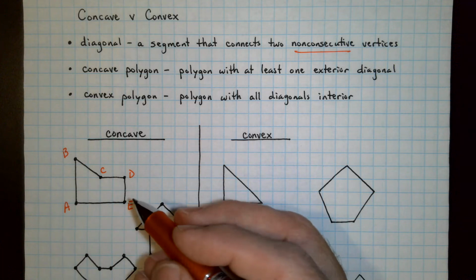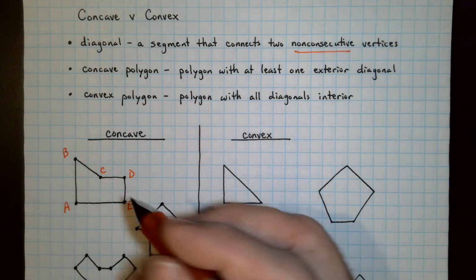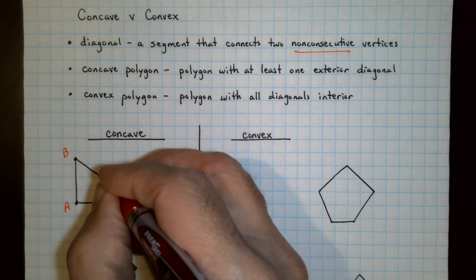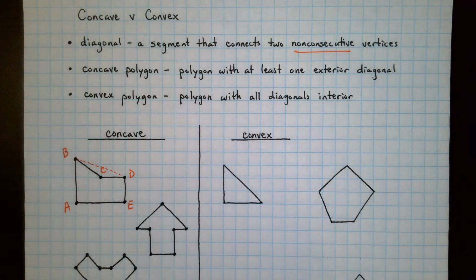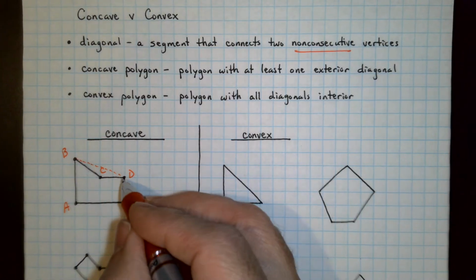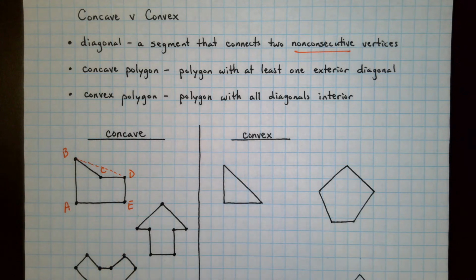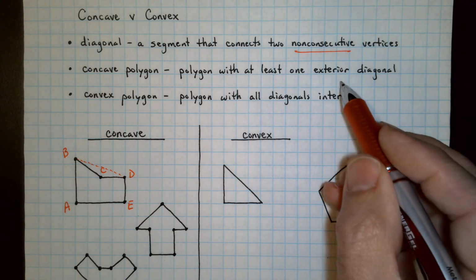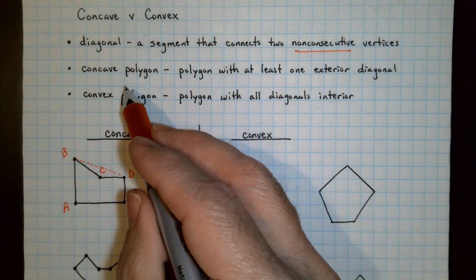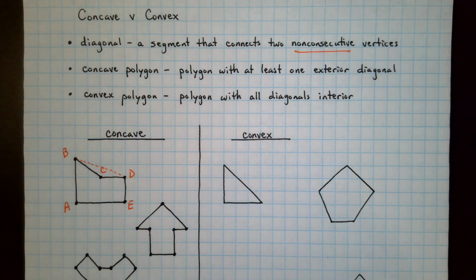But there is one where you would be outside the figure. Right here, this is an exterior diagonal, where you're connecting these non-consecutive vertices B and D. Well, a polygon that has at least one exterior diagonal is called a concave polygon. Otherwise, if every diagonal is on the inside, it's a convex polygon.